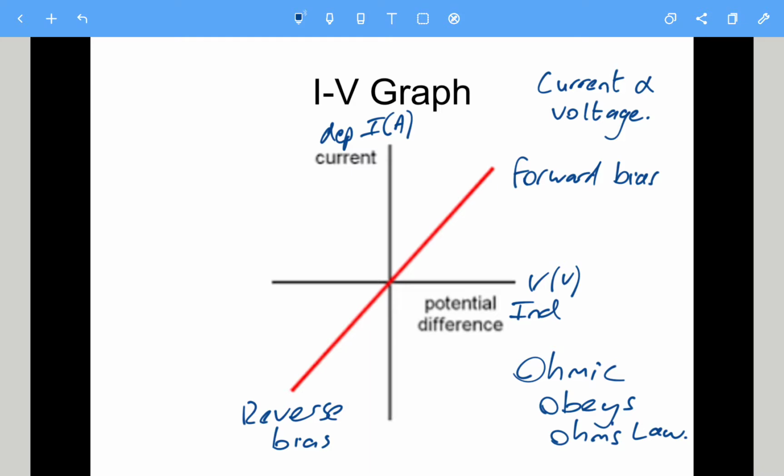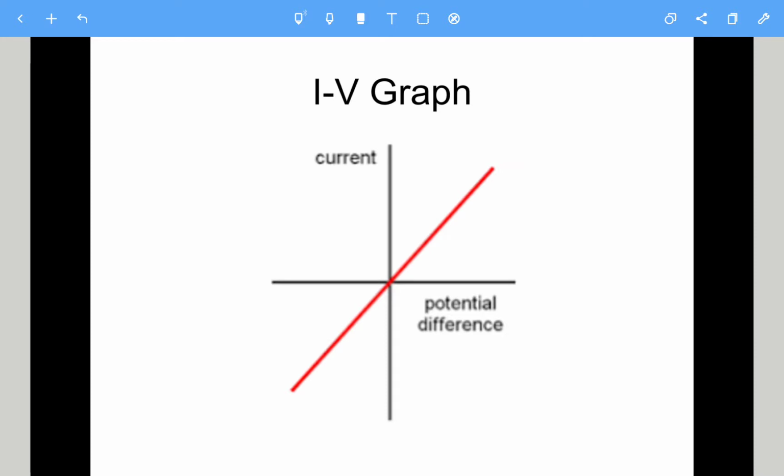So there's something that we can get from this graph, and I'm going to show you right now. From this graph we can get a gradient. So let's just make some numbers up. Let's say that this is 1 amp and this is 10 volts. And what you do, you take the gradient, change in y over change in x. So the change in y divided by the change in x.